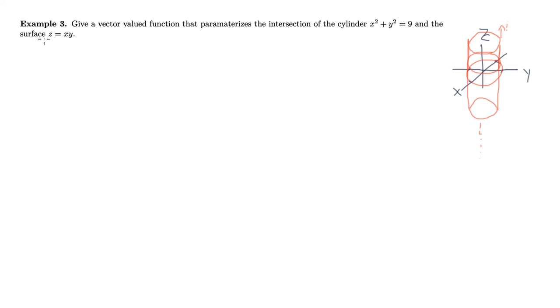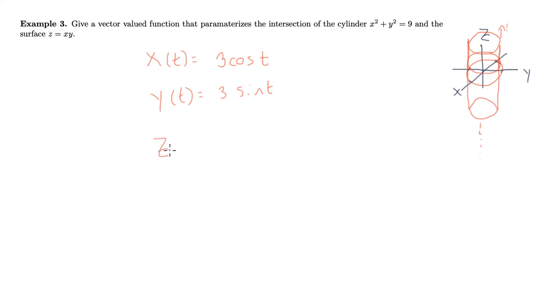But then we're cutting it with this surface z equals xy. And we really don't need to visualize right now what's going on, because all we're doing is trying to give some vector-valued function that parameterizes the intersection of the cylinder and the surface. The key thing to realize is that x and y are lying on circles of radius 3. So I can let x of t just be 3 cosine t, and y of t be 3 sine t. And you see that then x squared plus y squared will be 9. So now it's just a matter of figuring out what z is.